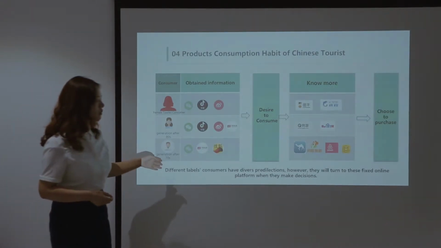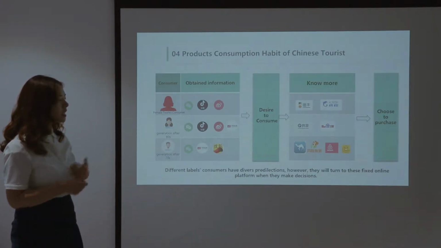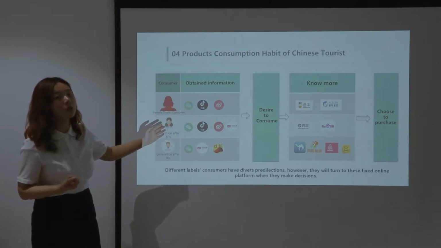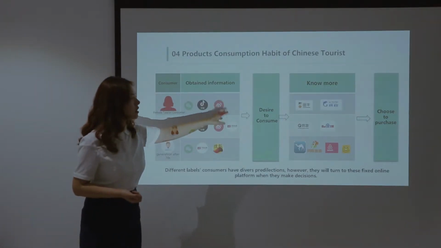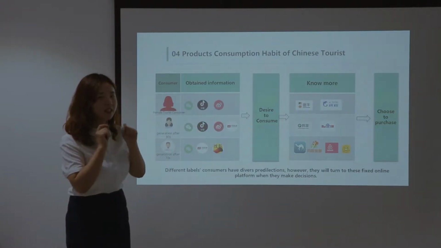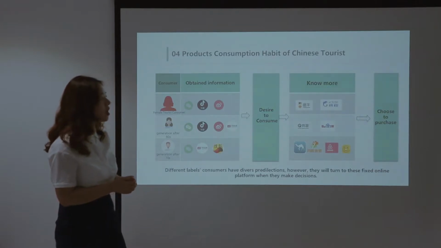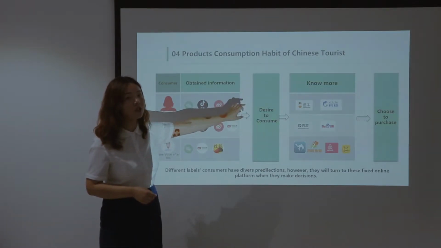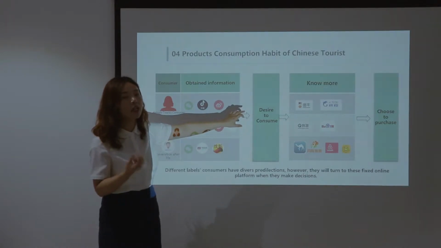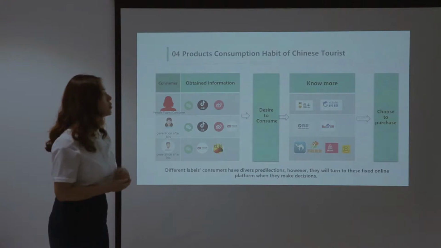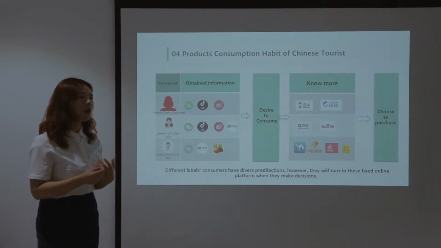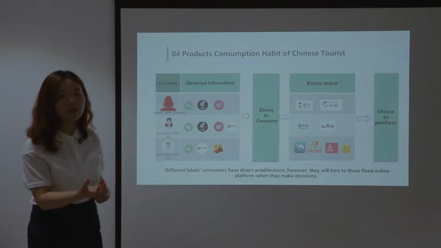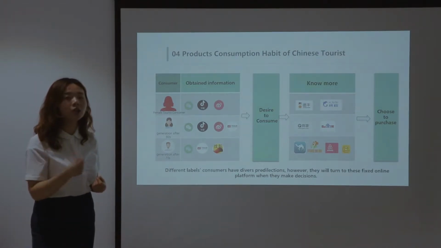For the different labels of consumers, they have diverse predilections. However, they will turn to fixed online platforms when they want to make a decision. After they desire to consume, they will dig for more information about the destination. So they will choose Tuniu, Ctrip, Qyer, and Baidu. For these Chinese biggest online platforms, I have already shown you the data we collected. You will find it's more like the process of planting seeds and then harvesting. So at last, they will choose to purchase, deciding which destination, which country they would like to visit.